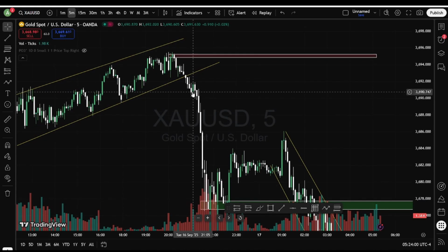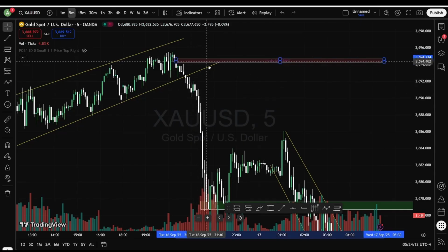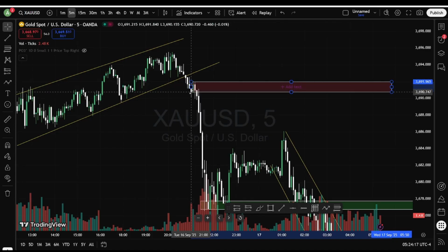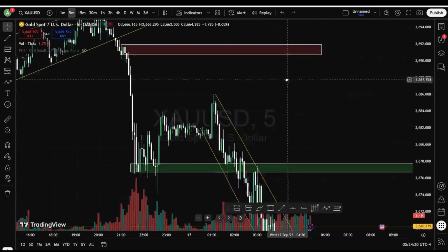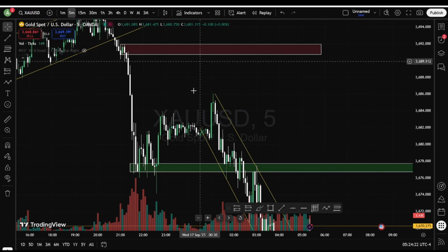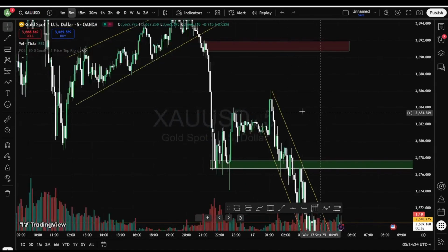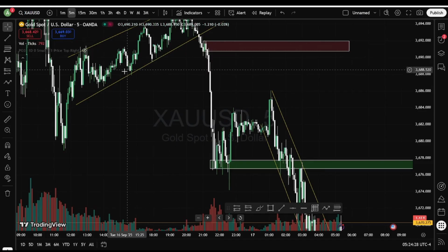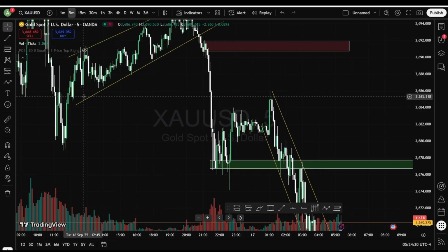And again here it created a support area. Then they broke the support and now it became resistance. So you can mark this as a resistance zone. Okay, see guys. After that, what happened? The price rejected and swept all the liquidity available here. These are all buyers' liquidity, guys.